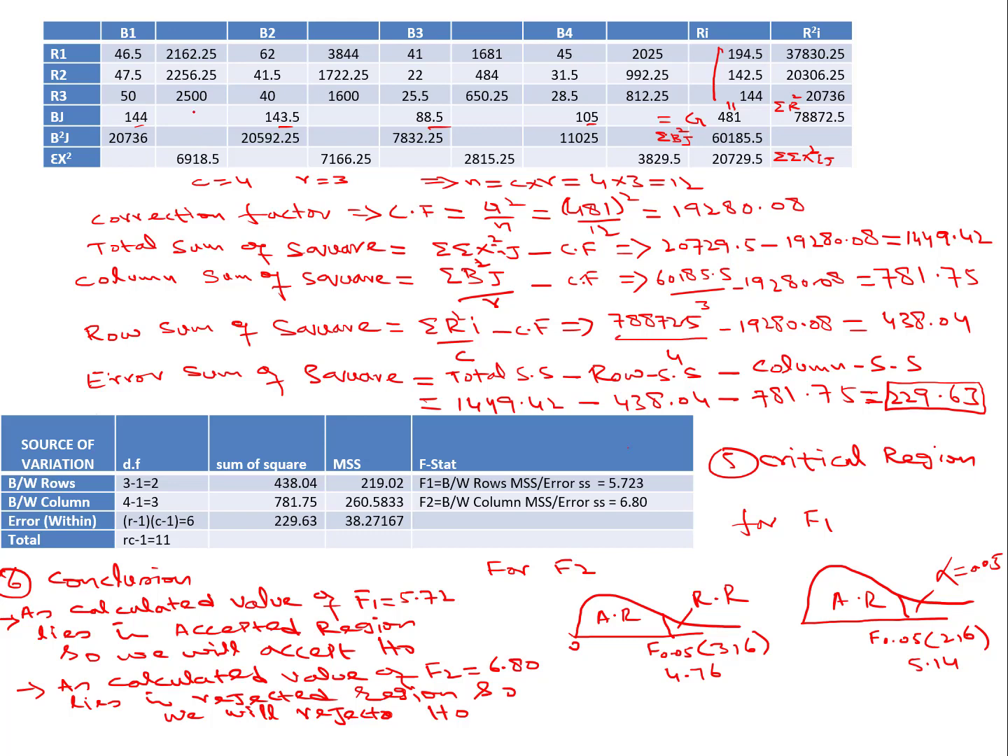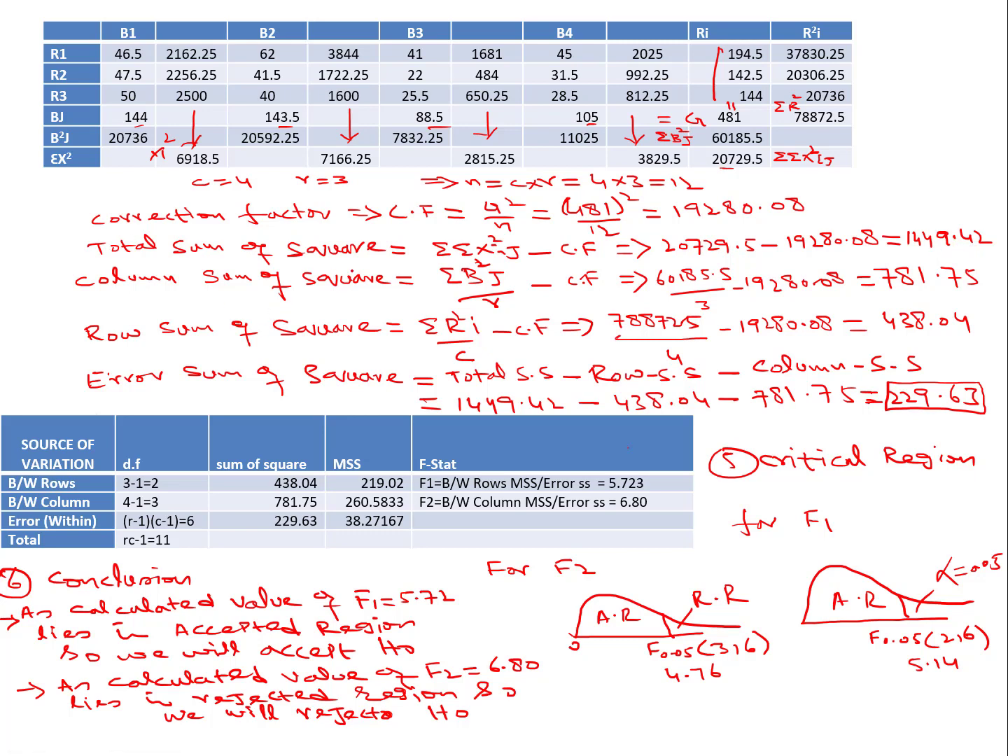So the sum of this, you can see, this is x1 square, let's suppose this is x1 square, this is x2 square. This is the sum of this one, and this is the sum of this, and basically this is the sum of this one. When you add it, you will get 20729.5. This will be a double summation, so that is why I use i and j: double summation x square ij minus correction factor. This is the same formula as we already discussed in one-way ANOVA. So this will be 20729.5 minus CF, which is 19280.08. So this is 1449.42.